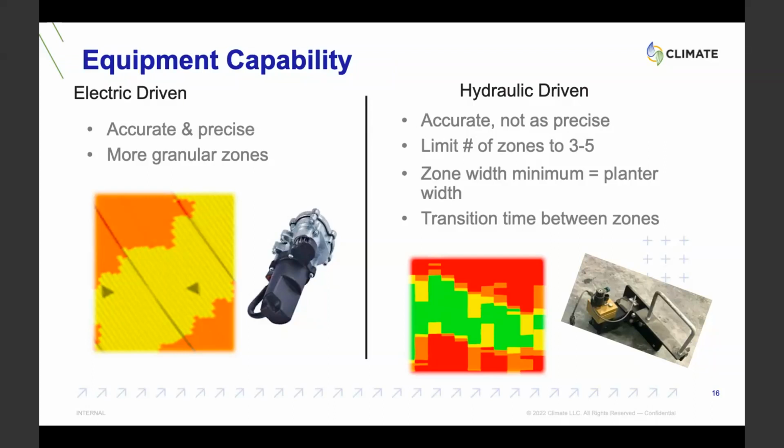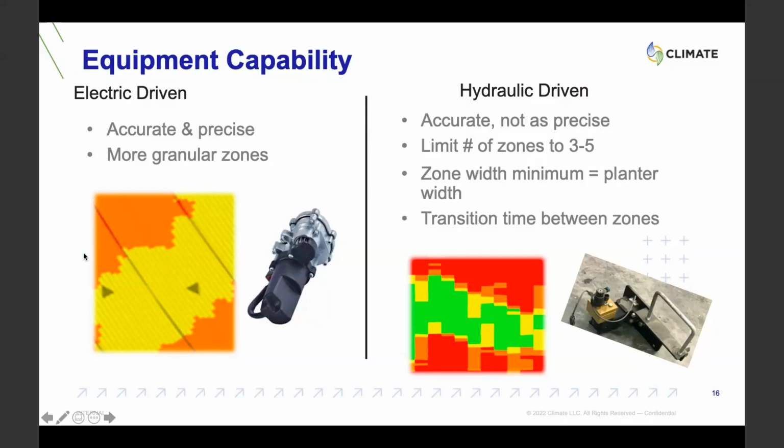Whereas on the right side, with a hydraulic drive, depending on how that planter is set up, usually you have a limit of 3 to 5 zones when you set the scripts up. And then your zones are as wide as the planter was set up, so you can have them as a full planter width. I know some planters, especially up here, the bigger planters, they start breaking them into zones, but you don't get as granular with your zones.